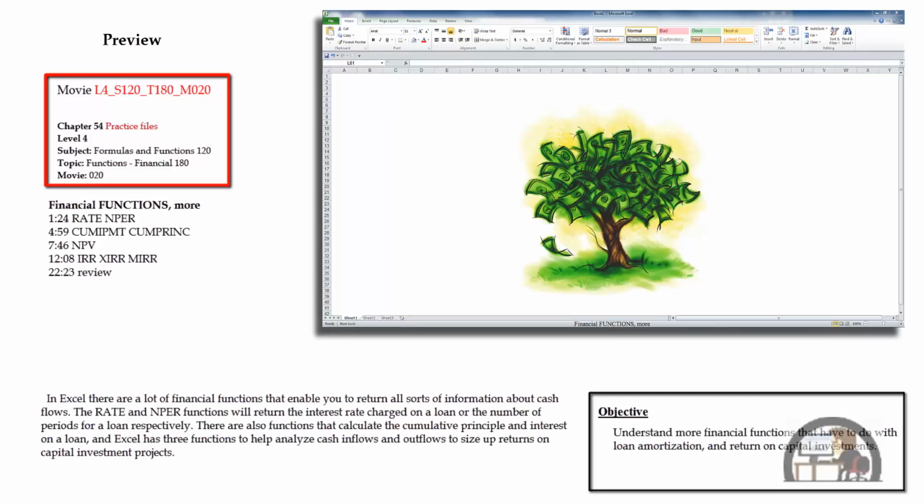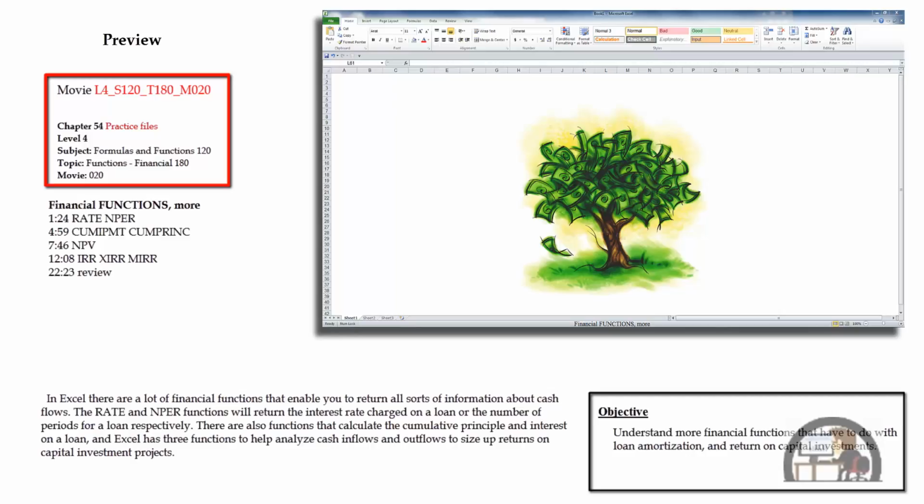The CUMIPMT and the CUMPRINC, provided you know some of the other parameters for a loan, will respectively return the cumulative amount of interest that's been incurred on a loan given a certain number of payments, or the amount of principal that's been paid back on a loan given a certain number of payments.